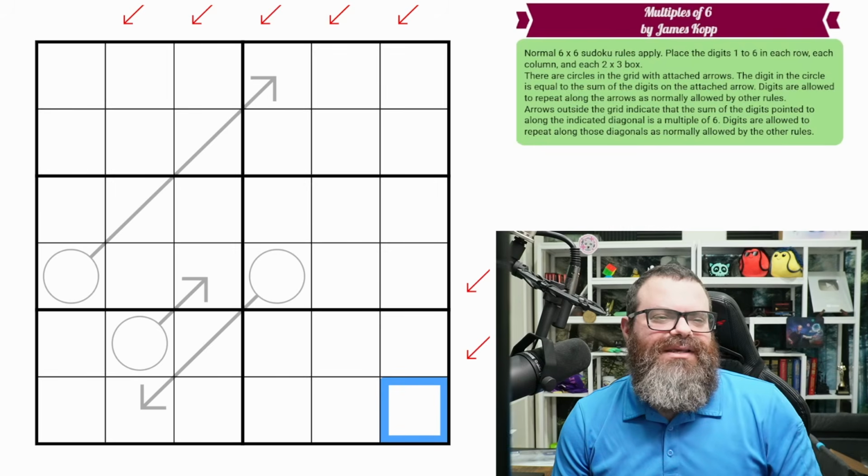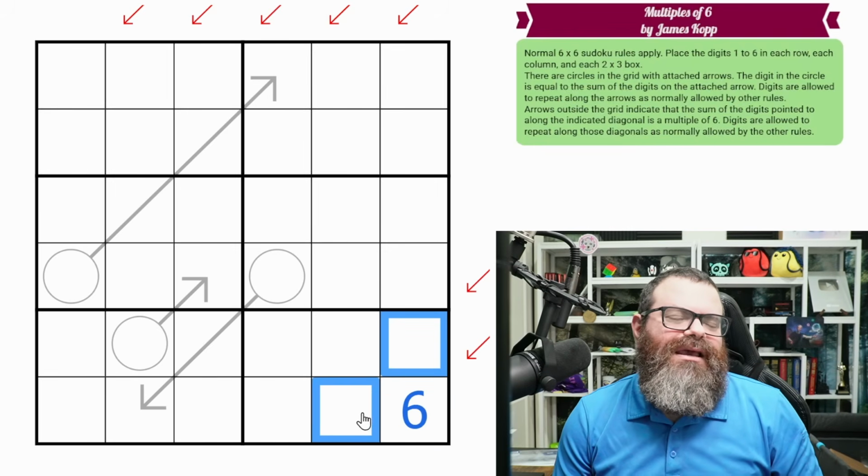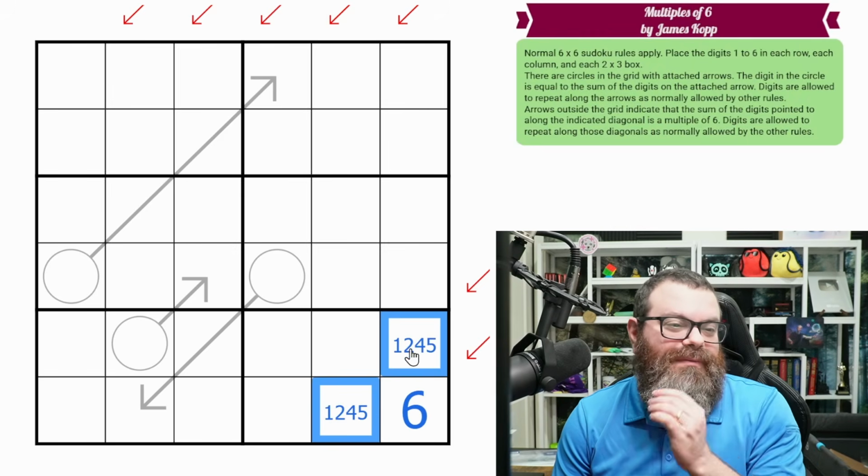I think we have a gimme 6 right here. The only multiple of 6 you can place on one cell is 6. And then these add to, well, they can't add to 12. So these are going to add to 6. They're going to be 1, 5, or 2, 4.